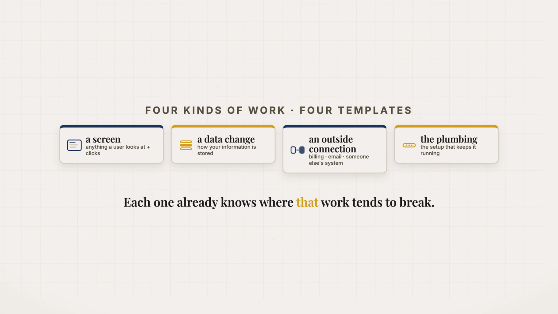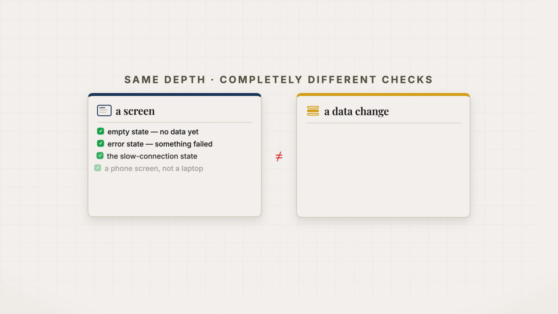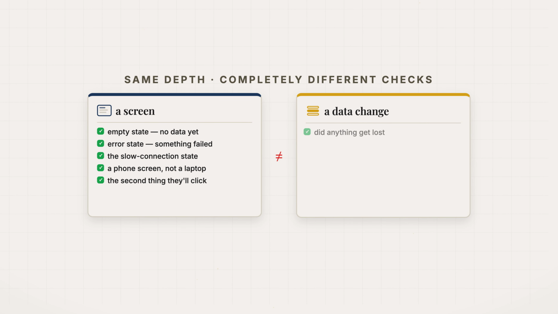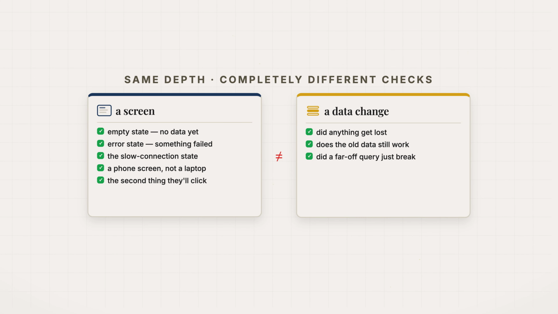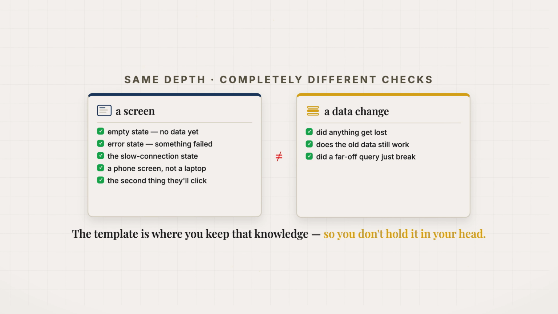A screen's checks are about empty states, error states, the slow connection state, the phone screen, the second thing a user is likely to click. Not just the happy path you tested once and called good. A data change has the opposite worries entirely. Did anything get lost? Does the old data still work? Did some far-off query that depended on the old shape just quietly break? Different work, different failure points. And the template is where you keep that knowledge so you don't have to hold it in your head.